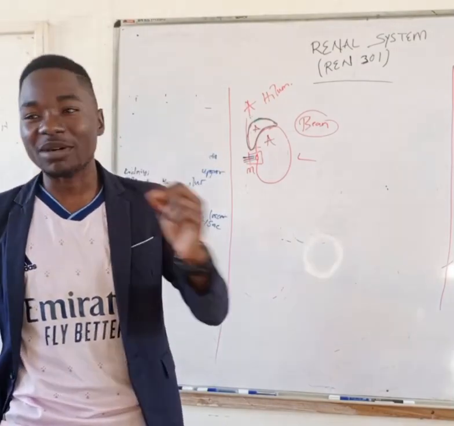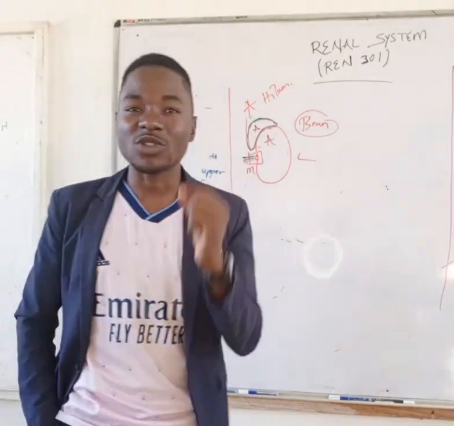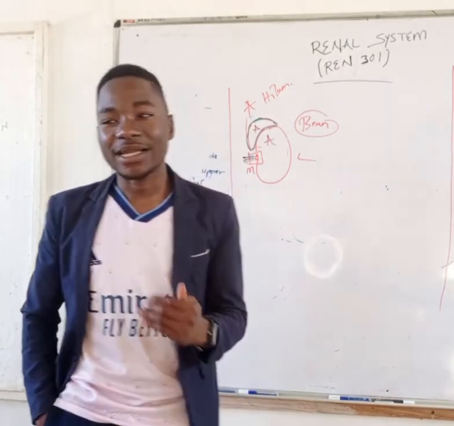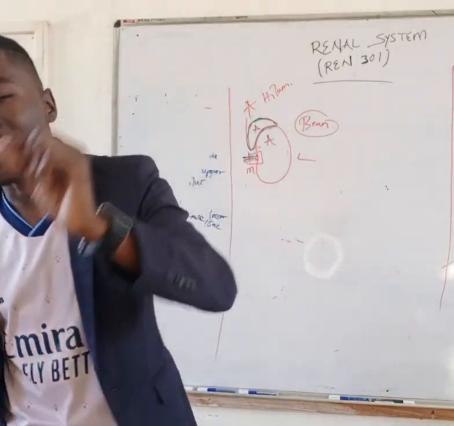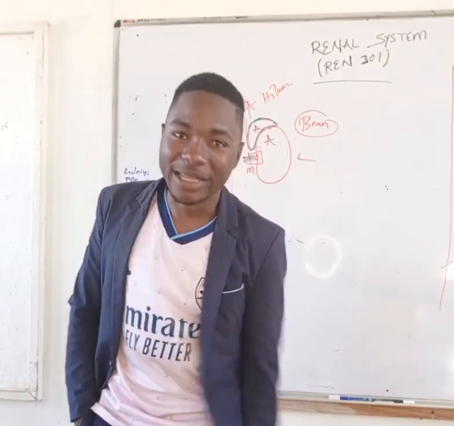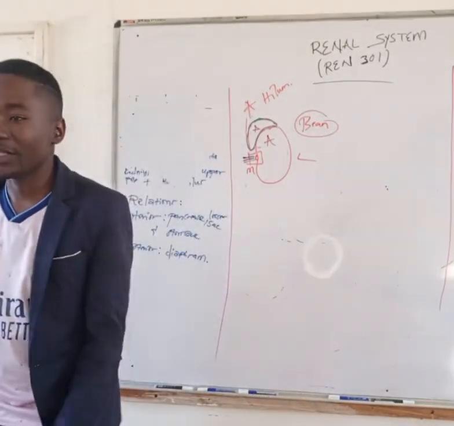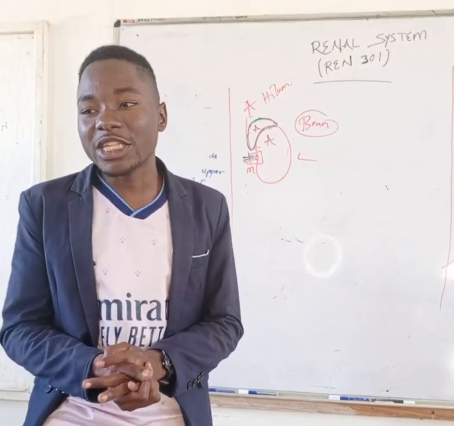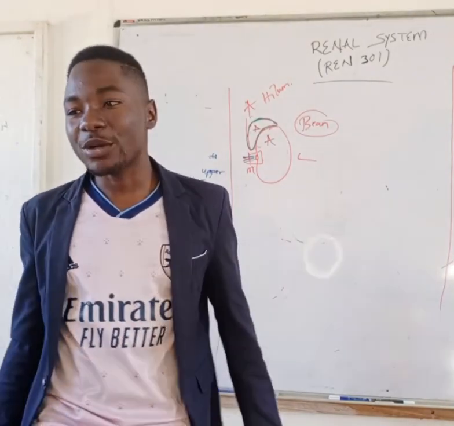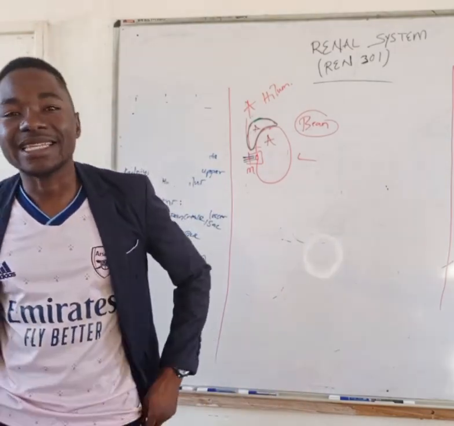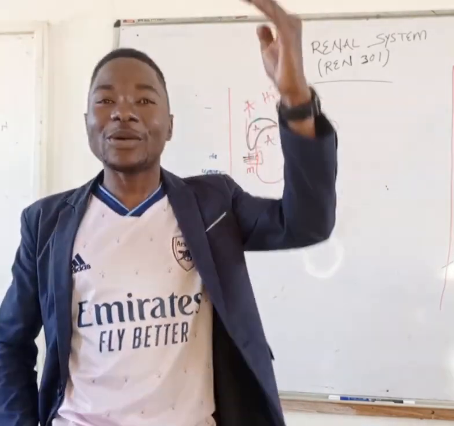So since we've talked about the organ, which is called the suprarenal gland, what are the arteries, veins, nerves and lymphatics that go to the suprarenal gland? The arteries that supply each gland are three in number. You have the superior, middle, and inferior suprarenal arteries. Guys, is that difficult? Superior, middle, and inferior.